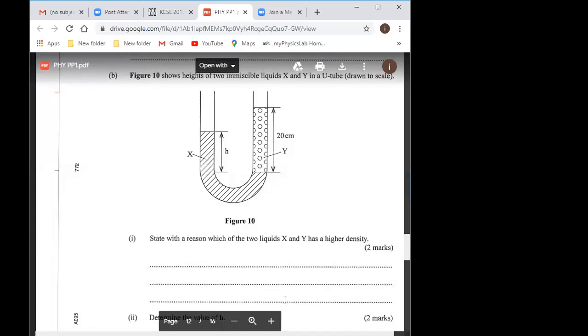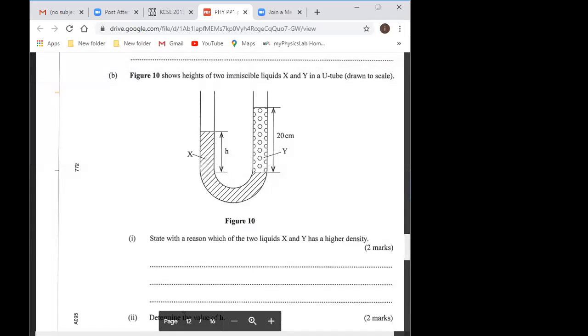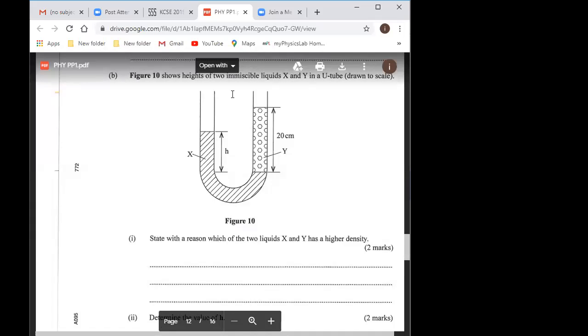Then you move to question Roman 2. Determine the value of H. The densities are not given, but the question has a trick. Note this part: drawn to scale. So the students were supposed to use a meter rule to measure. You are supposed to take a rule and measure this distance.